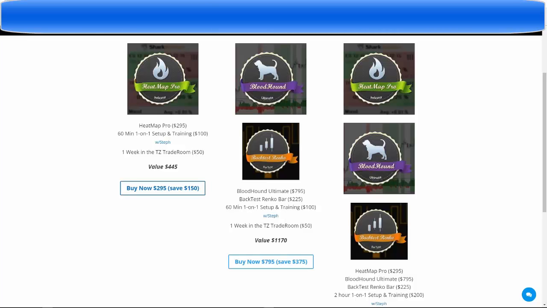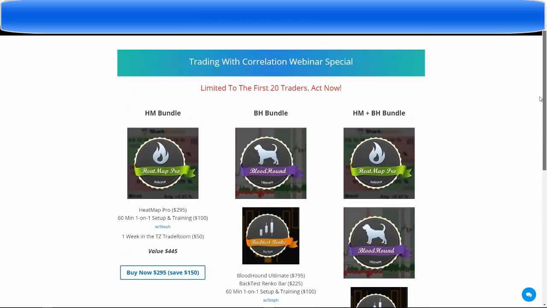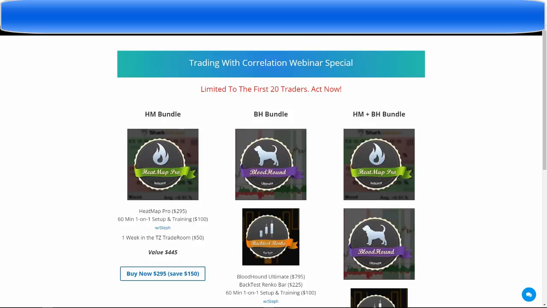Okay, any questions here? So you've already purchased HeatMap Pro. Stephen, you can use any bar chart you like with HeatMap Pro. It doesn't matter. Tom, the 3 little bars in the heat map are the immediate 1-minute trend. I have mine set to 5, so you can put whatever number you want in there. So it's the last 5 1-minute bars. You're welcome.